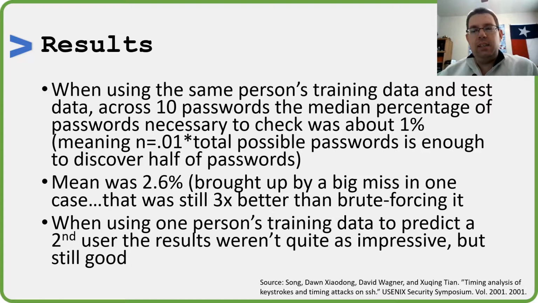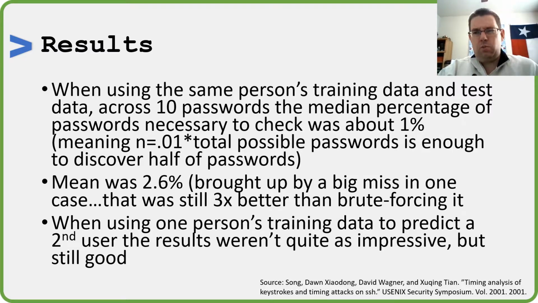So they took a single user first, and they had them train the model with their key timings, and then they had them learn and then type 10 passwords. And they found that for at least half the cases, they were able to guess the password with just 1% or less of the actual possible passwords. So you think, if you're just brute forcing it randomly, you're going to have to try 50% on average. They did it in 1%.